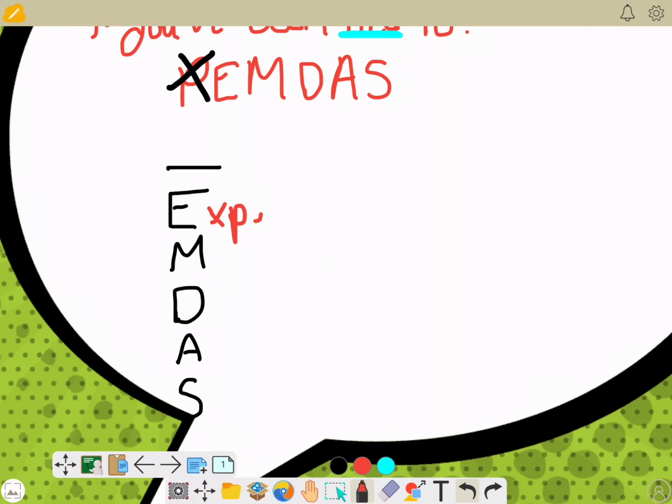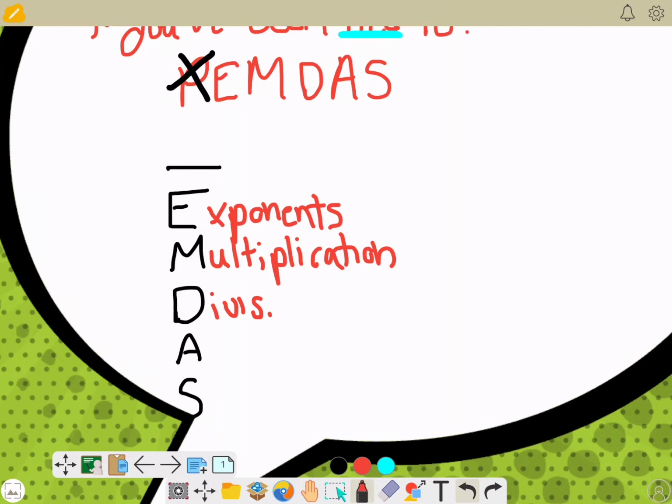Now, for those people who know PEMDAS as it stands, the P stood for parentheses, the E stood for exponents, the M stood for multiplication, the D stood for division, the A stood for addition, and then the S stood for subtraction. Now, conventionally that works, but it does not work for all problems.